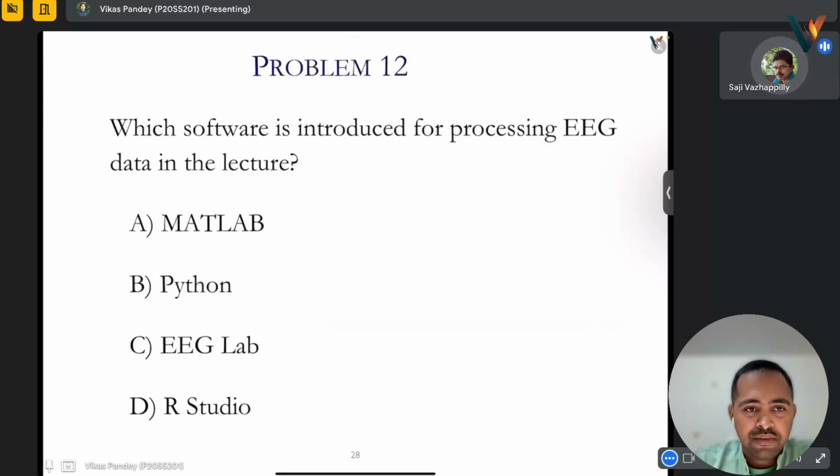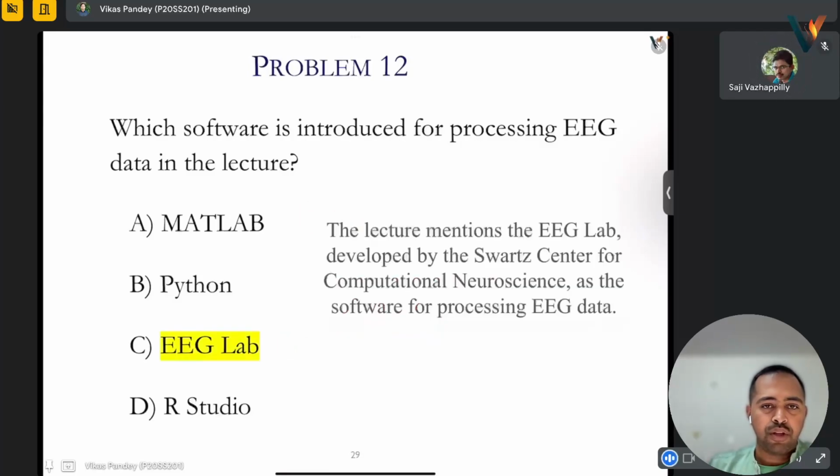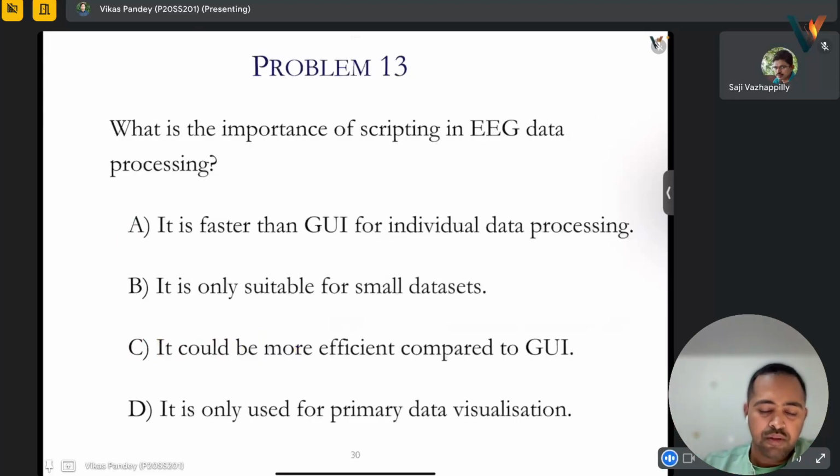EEG Lab is the module, and it works over MATLAB. Actually both will be correct, but EEGLAB is the module that is developed by the Schwartz Center for Computational Neuroscience, and that is used for processing the EEG data.